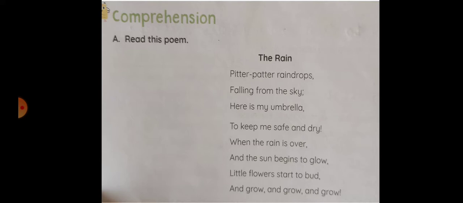Comprehension. Read this poem. The Rain. Pitter patter raindrops falling from the sky. Here is my umbrella to keep me safe and dry. When the rain is over and the sun begins to glow, little flowers start to bud and grow and grow and grow. Pitter patter raindrops falling from the sky. Here is my umbrella to keep me safe and dry. When the rain is over and the sun begins to glow, little flowers start to bud and grow and grow and grow.